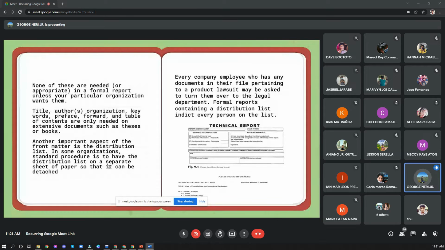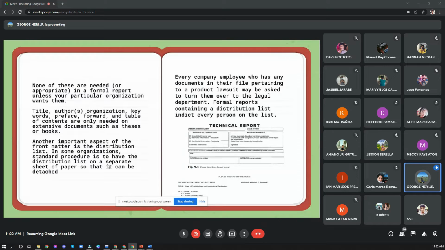And if these are needed or appropriate in a formal report, unless your particular organization wants them: title, authors, organization, keywords, preface, foreword, and table of contents are only needed on extensive documents such as a thesis or book.